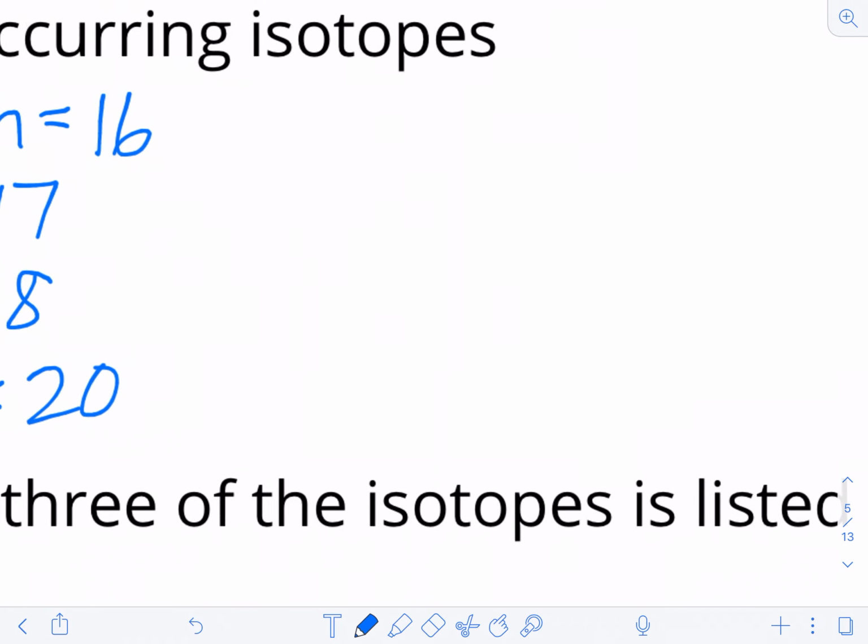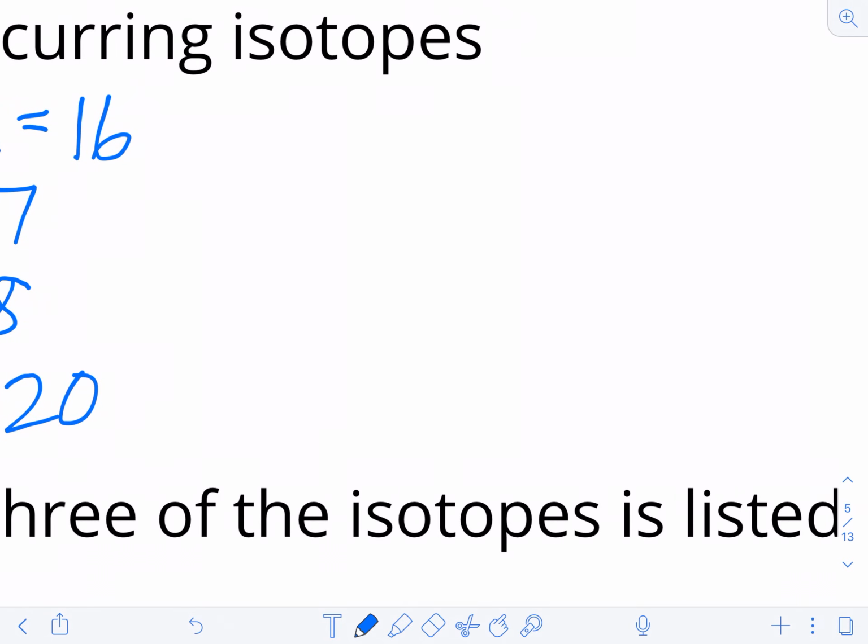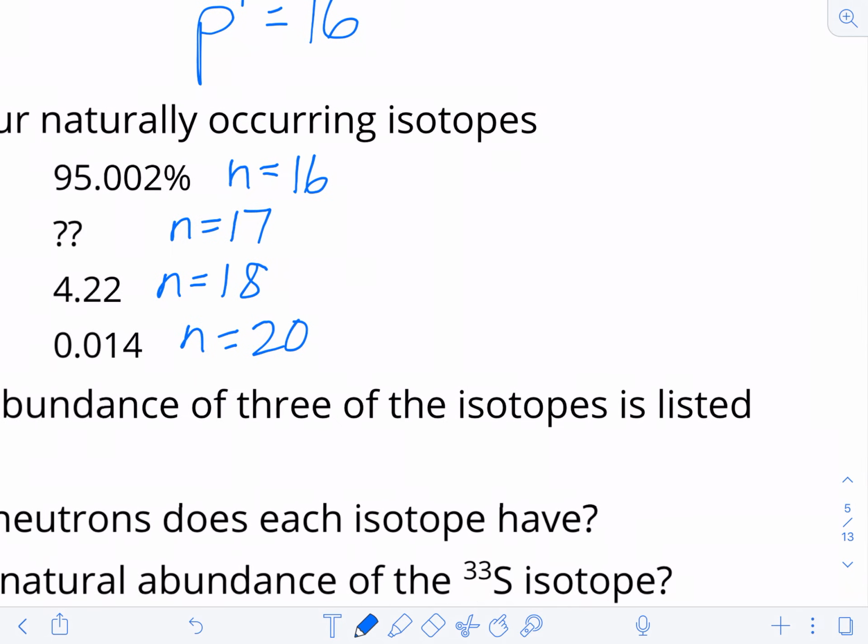I'm going to zoom in. I need to see the percentages. All right, so I'll have 95.002, 4.22, and 0.014. I'm going to add these guys up.